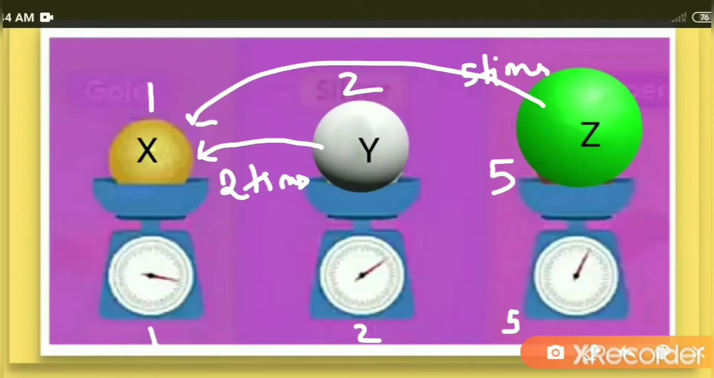So, as I told you, 1, 2, 5 are not the real masses. They are the relative masses. We can say comparative mass. It is compared with a particular ball here. So that is relative, or we can say comparative mass.